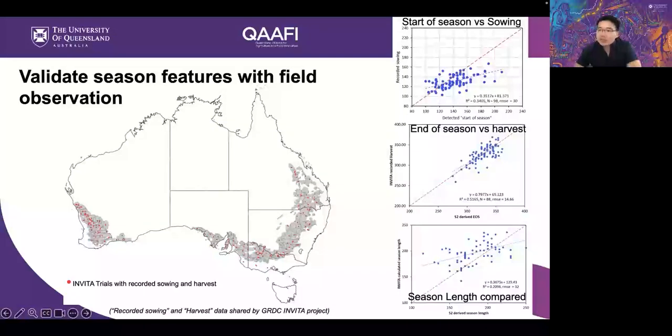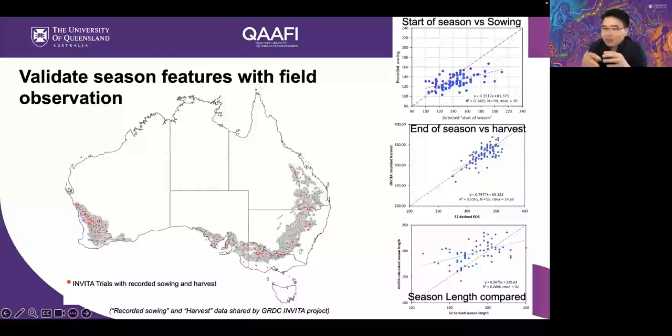And prior to examining the new outputs from this analysis, we again validate the season features derived from satellite data by comparing them against actual field observations of sowing and harvest dates. And the recorded sowing and harvest dates from the trials in the GRDC's projects are introduced here for comparison purposes. And as we see from the scatter plots here, for the start of season and sowing comparison, the analysis demonstrates a strong linear correlation between our derived data and the field record.